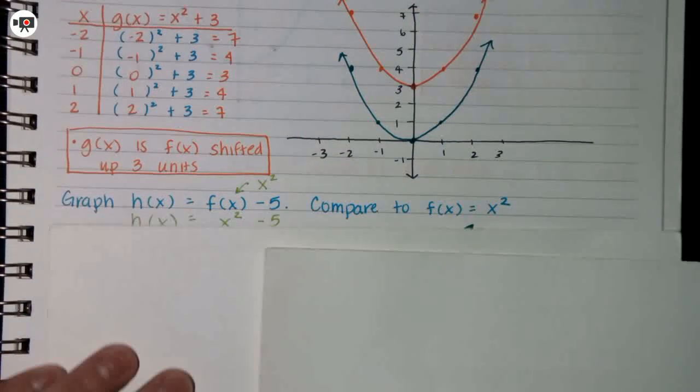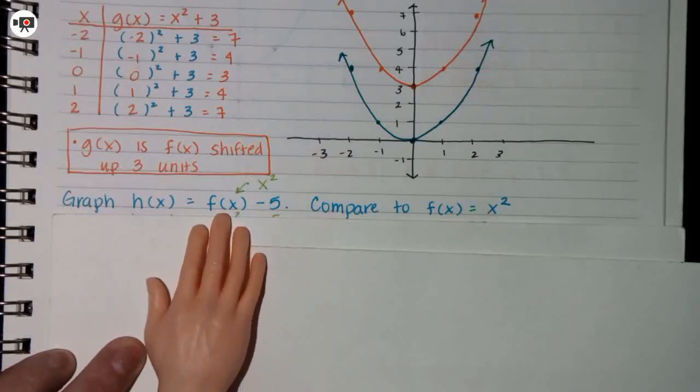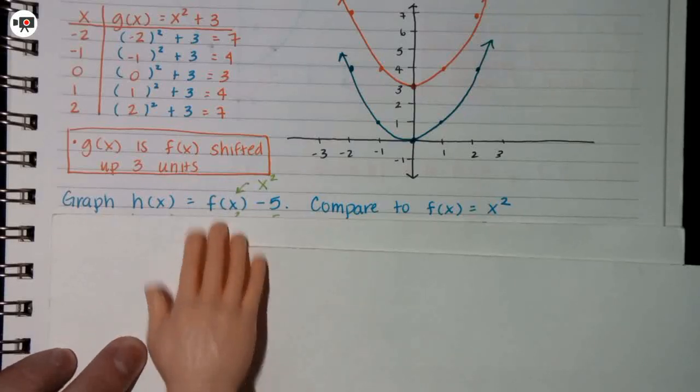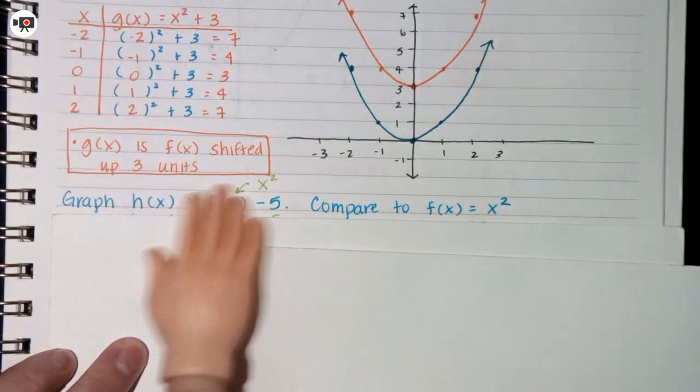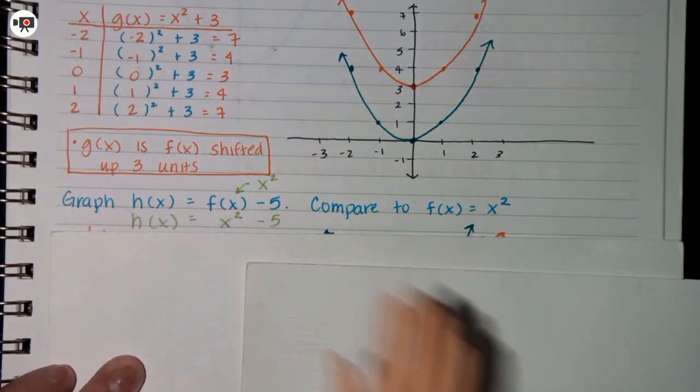We are going to graph h of x is f of x minus 5, compared to the graph of f of x is x squared. So since I have an f of x in here, I'm going to take whatever function f of x is and plug it into that spot. I know f of x is x squared, so this is x squared. So h of x is x squared minus 5.